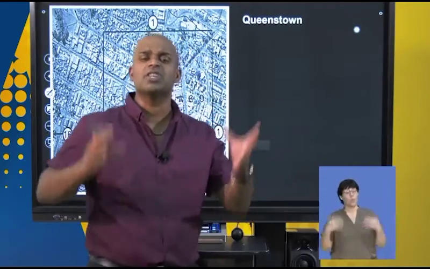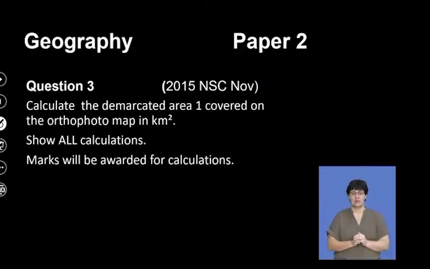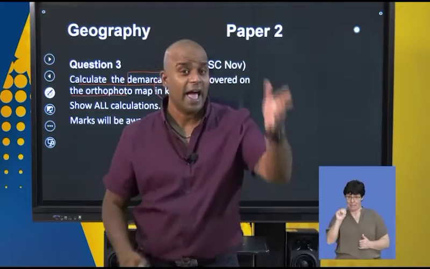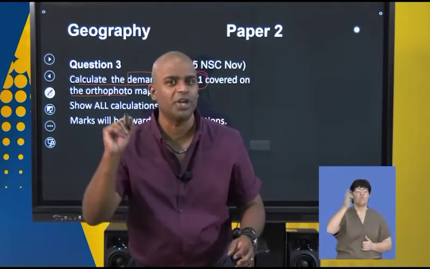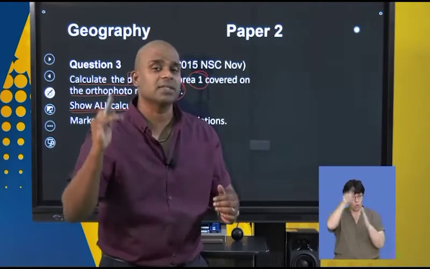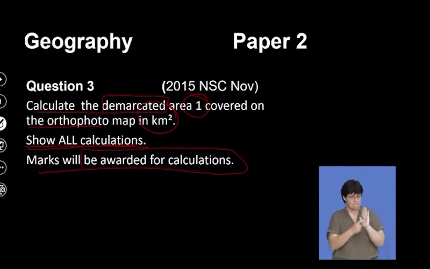Does the question require me to calculate an answer in kilometers squared or meters squared? Very important. Don't forget to read. Now, in this example, you have the following. Calculate the demarcated area 1 on the orthophoto map, in kilometers squared. Immediately, when you see kilometers squared and it's an orthophoto map, 0.1. Note, always show all calculations, because marks are awarded for each step. As we've said, marks will be awarded for each step.